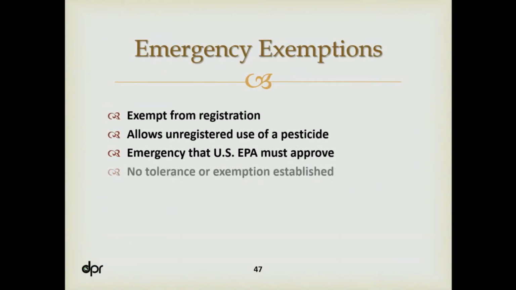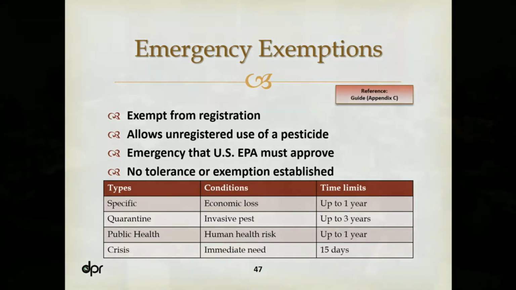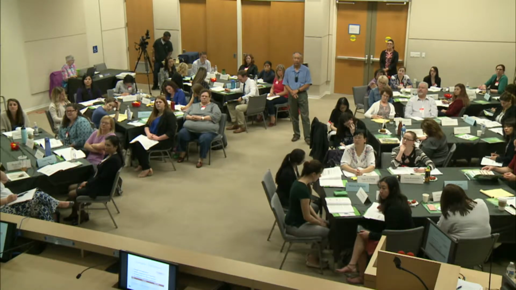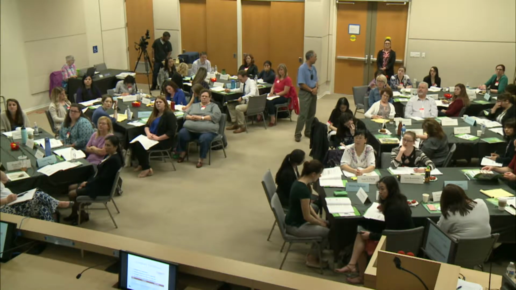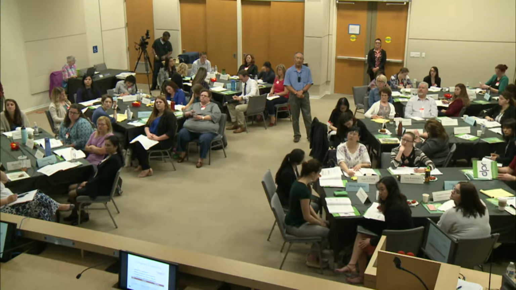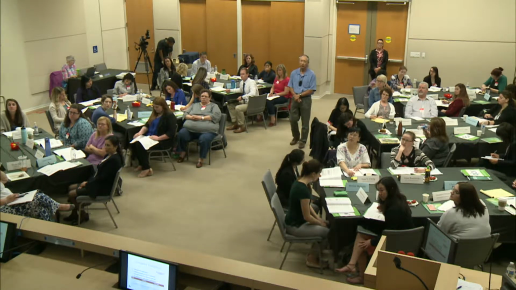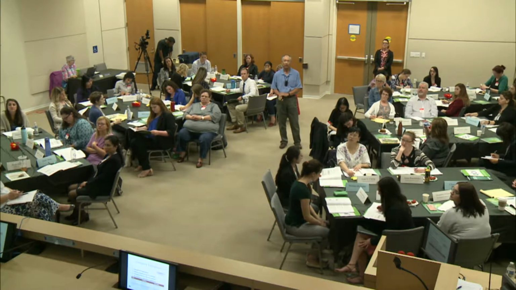Emergency exemptions are exempt from California and the federal registration process. It's unique on its own. In essence, it allows unregistered use of a pesticide product. And the biggest thing here is whether the tolerance is either exempt or no tolerance. Normally that's going to be on a food or feed use commodity. So if there is no tolerance or exemption, it's probably going to fall within this use pattern.